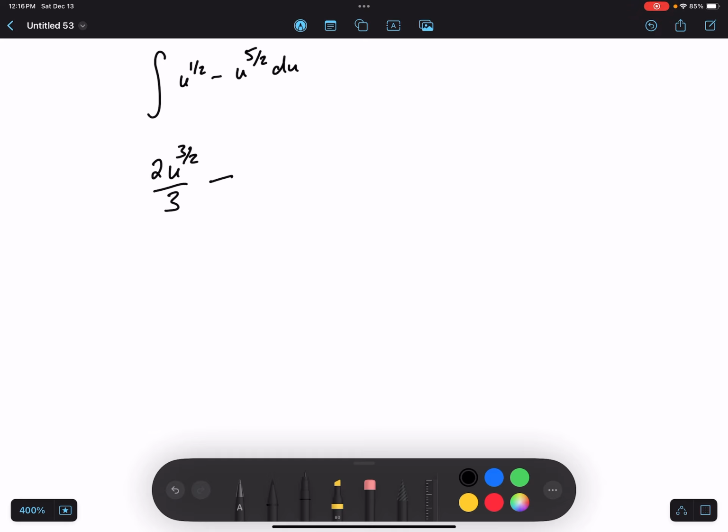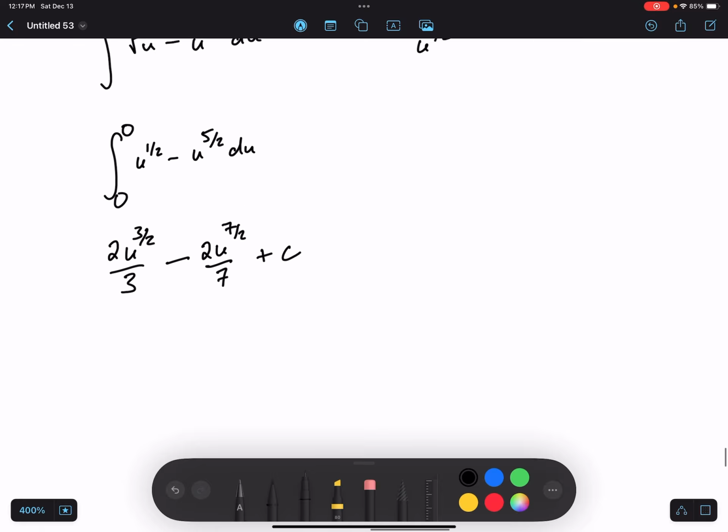And then we'll subtract, for u to the 5/2, we'll add 1 to 5/2, and that will become u to the 7/2 over 7/2, and we'll flip and multiply that, and it will become 2/7. And then because this is an indefinite integral with no limits, we must add a constant at the end.